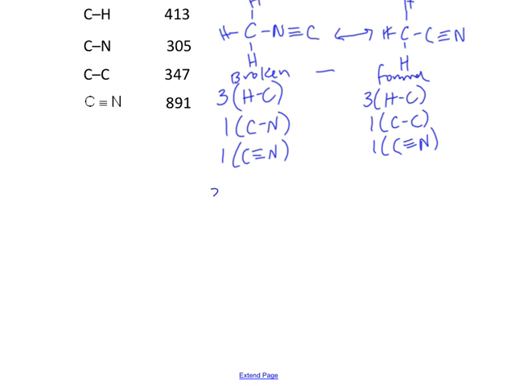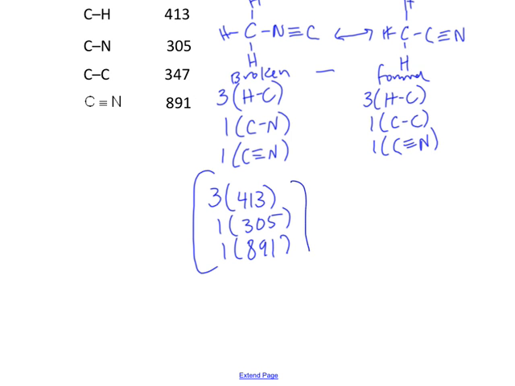3 times H to C is 413 kilojoules. I'm just taking it from this table. 1 times C to N is 305. 1 times C triple bond N is 891. That's bonds broken. These are, you add those up. Minus, this is the sum of the bonds broken.